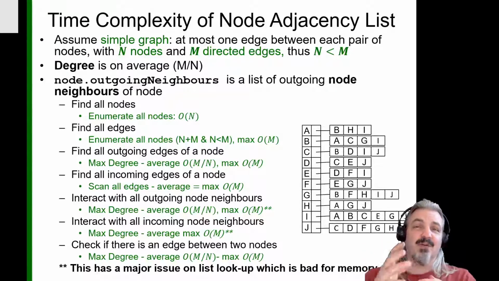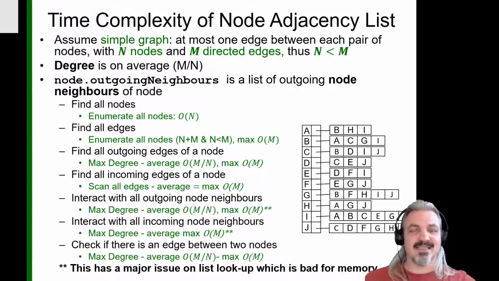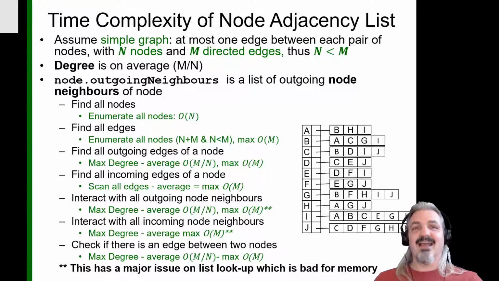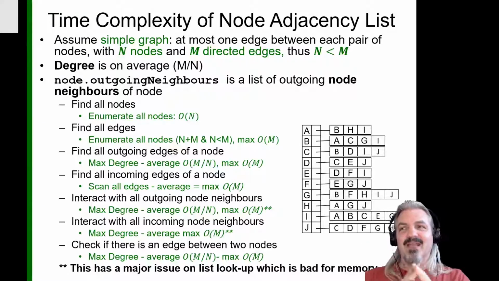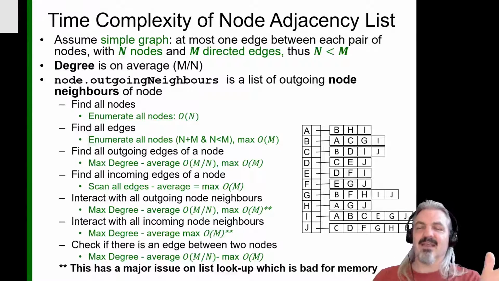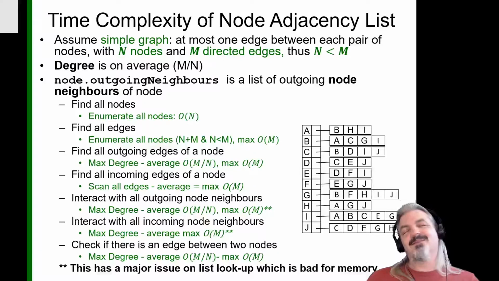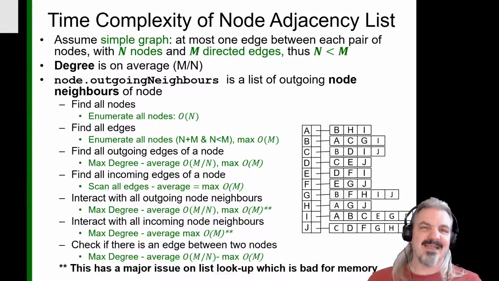Whereas our max could be a terrible graph where every edge is connected to a single node, and that's it. And so to find all the outgoing edges, you'd have to go through all the edges, right? Because one of the nodes had all of the outgoing edges. That's not common in graphs. That'd be a silly graph.